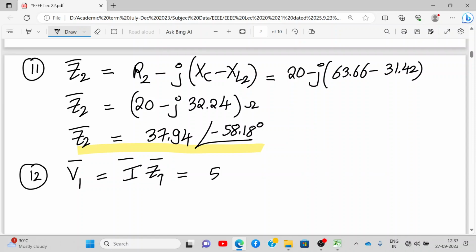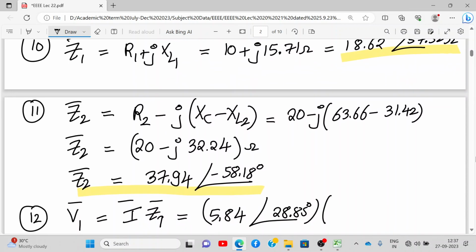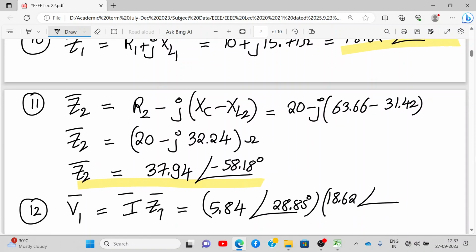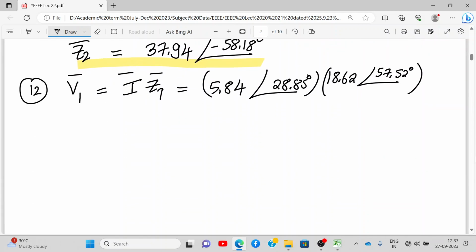What is I? 5.84 angle 28.85. And that is multiplied with Z1. What is Z1? 18.62 angle 57.52. Now how will you multiply them together? The magnitudes you multiply as they are. What about the angles? Angles get added up when they are multiplied. So 5.84 multiplied by 18.62 will be 108.74, right? Angles get added up, so it will be 86.37. This is V1.